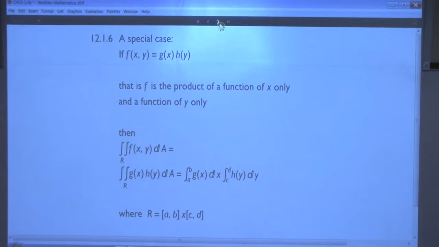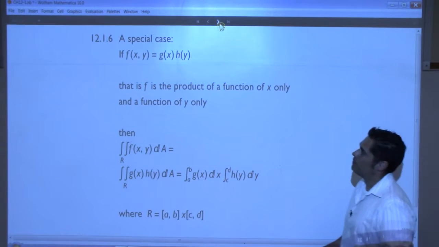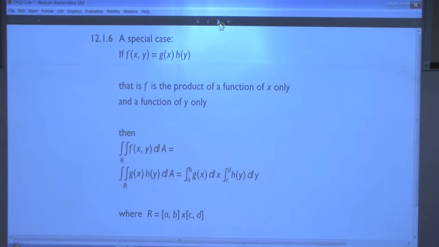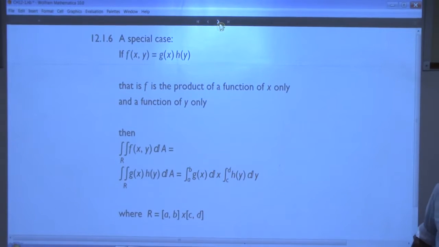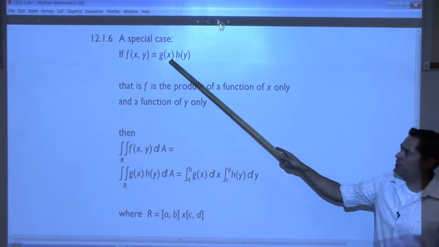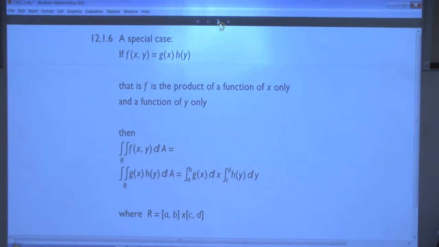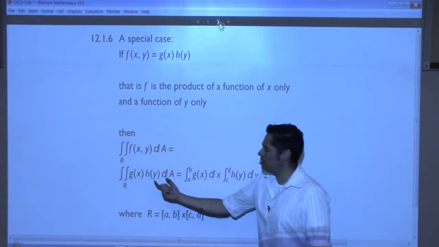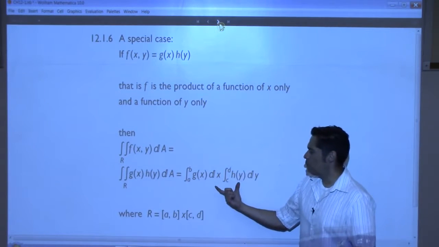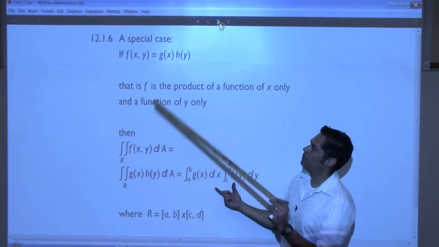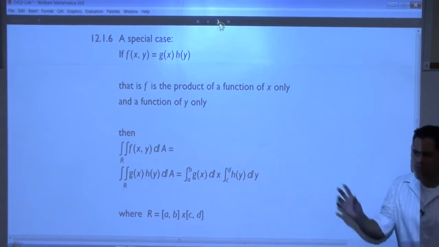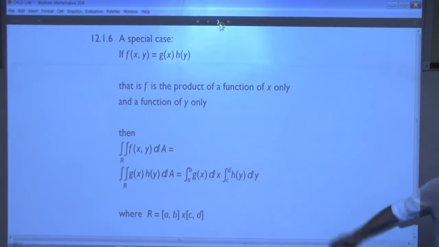Now we do have a special case. If the function of two variables that you're looking at can be rewritten as the product of two distinct functions, one of them being a function of x, the other one being a function of y, then you can do something you've never been able to do before. And that's split a product inside of an integral into a product of two separate integrals. You've never been able to do this, ever. You can only do it if the function of two variables can be split up into two functions. Let me show you an example of how this would work.